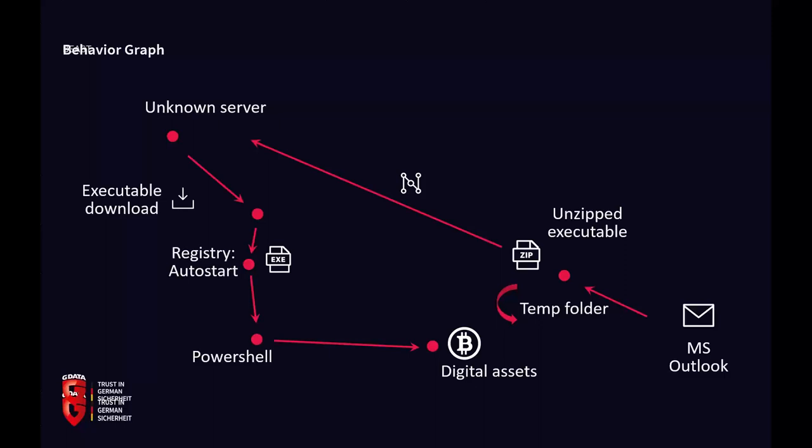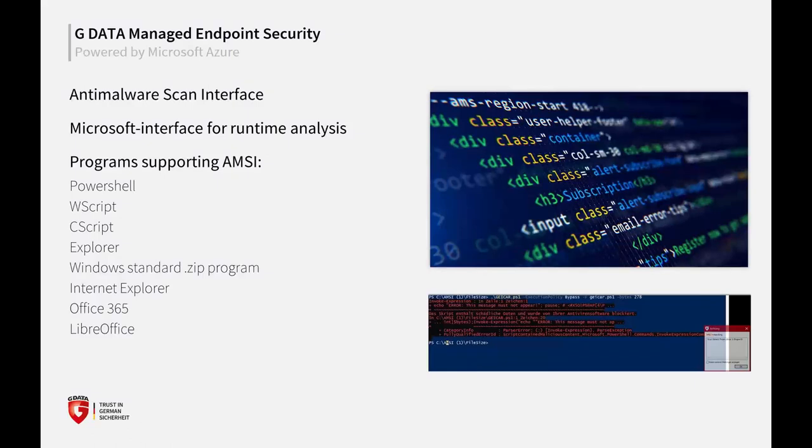Of course, there is another security feature that we introduced when we released version 15 a couple of months ago. What I'm addressing here is the AMSI, the Anti-Malware Scan Interface. The AMSI interface is available from Microsoft, starting with Windows 10 and Windows Server 2016. Through the interface, we are capable of having a look into various processes regarding scripts. So we can monitor scripts.